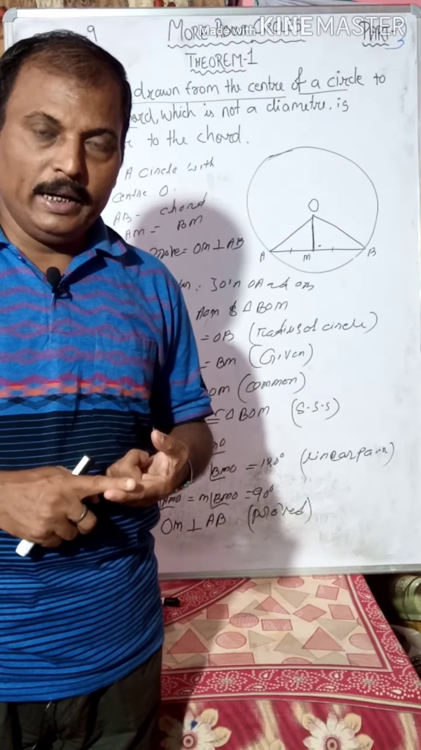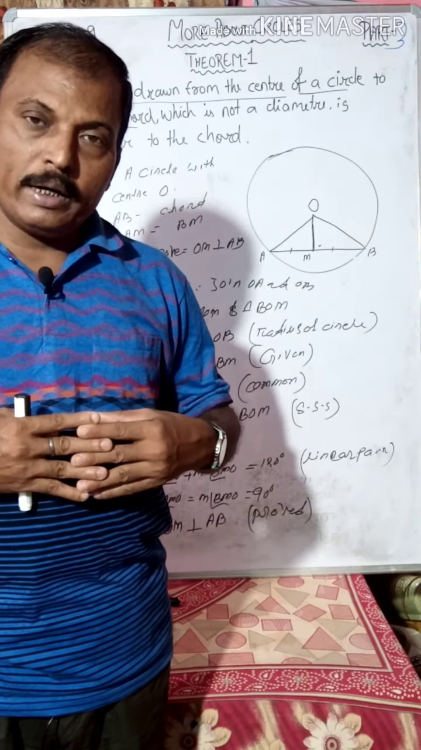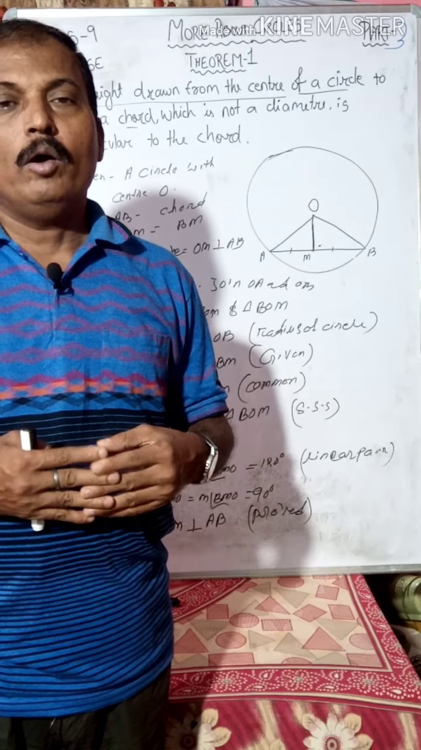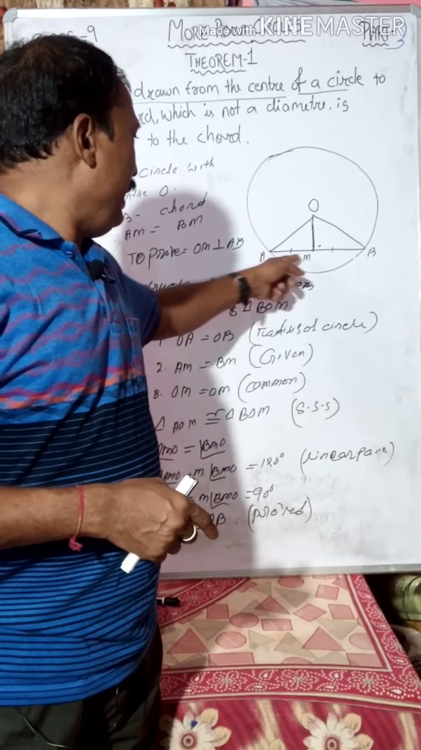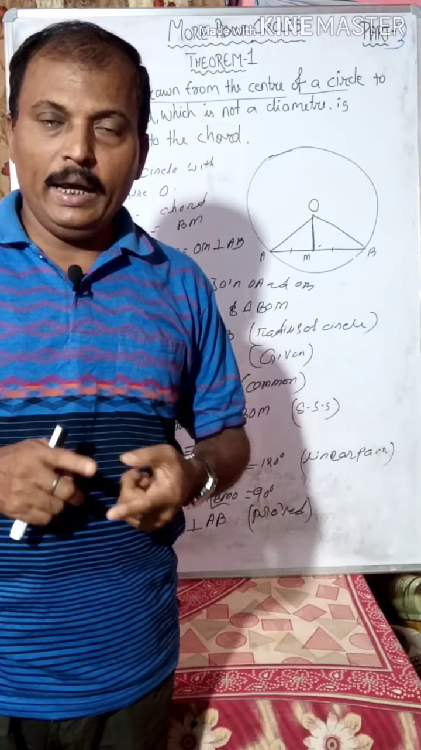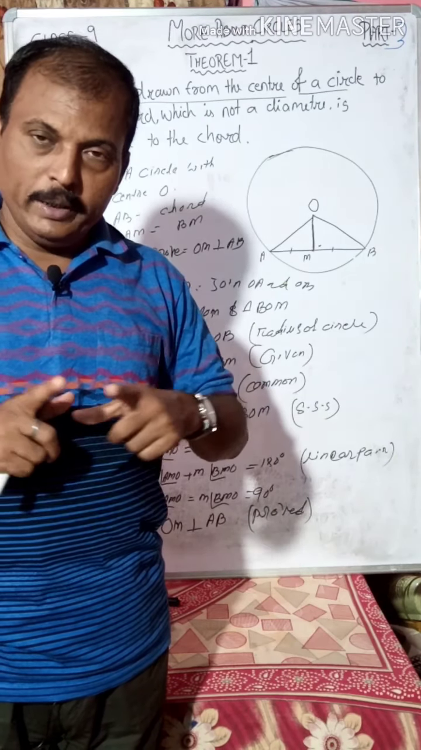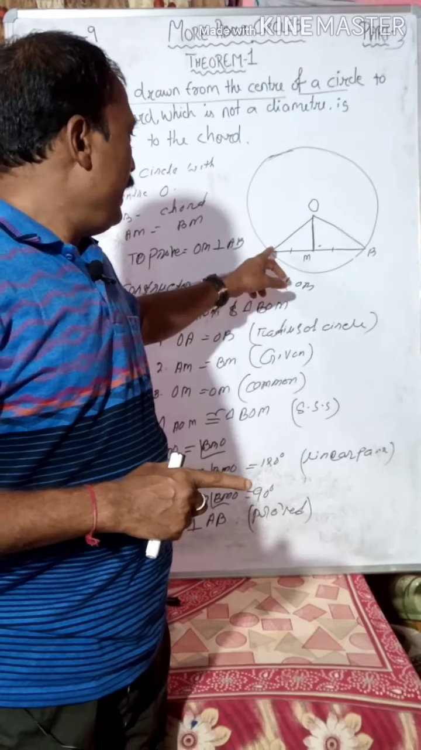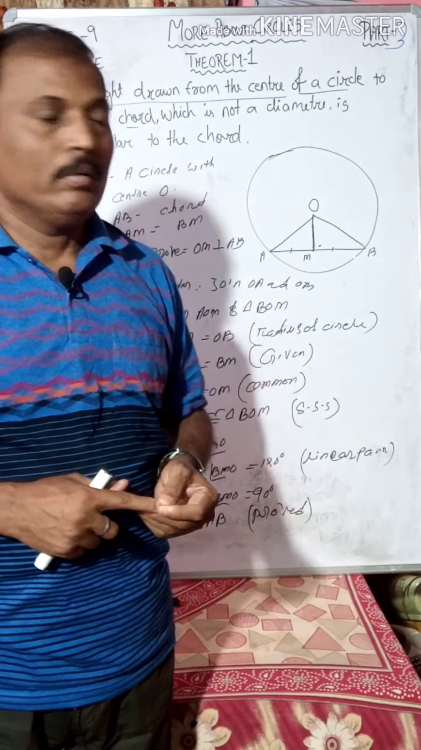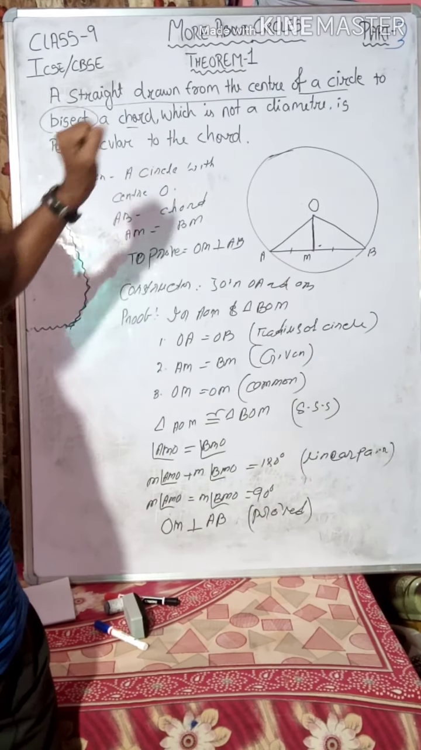So the three sides of one triangle are equal to the three sides of the other triangle. Then the two triangles are said to be congruent by SSS. Then the other corresponding angles are equal. So AMO is equal to BMO, but AMO plus BMO is equal to 180 degrees because they are a linear pair or supplementary to each other. So each angle, AMO and BMO, is equal to 90 degrees. That means OM is perpendicular to AB. Then this is theorem 1.